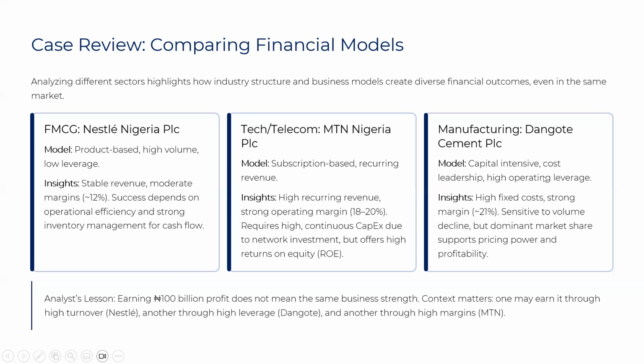It has high operating leverage. So yes, there are high fixed costs, strong margin, sensitive to volume decline, but dominant market share. So that is what a manufacturing business like Dangote is.